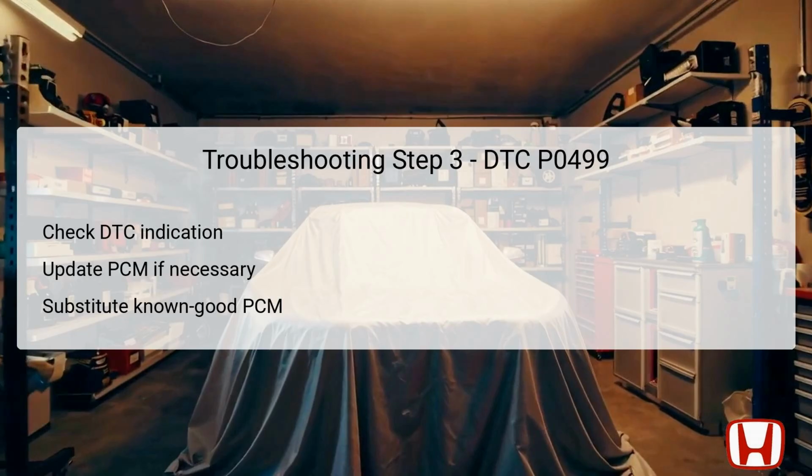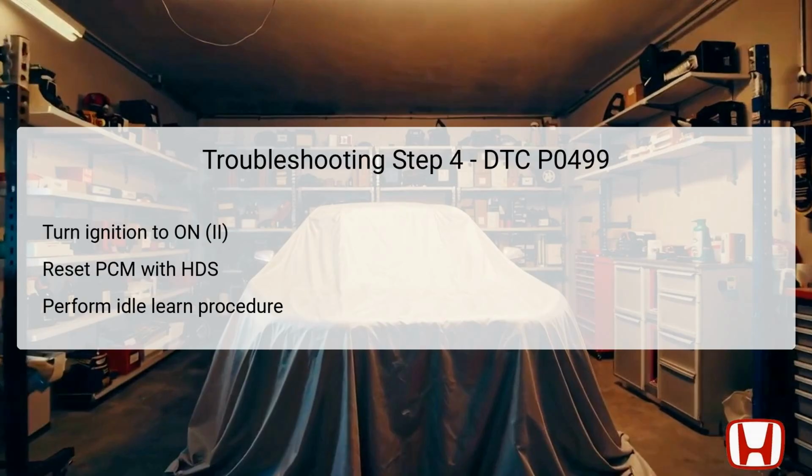At this point, it's prudent to check whether the PCM is up to date with the latest software. Updating the powertrain control module may resolve underlying issues relating to programming. If the software is current but the fault persists, substituting a known good PCM can provide further clarity. Such steps ensure that any malfunctioning components are accurately identified without spending unnecessary resources on replacements or repairs.